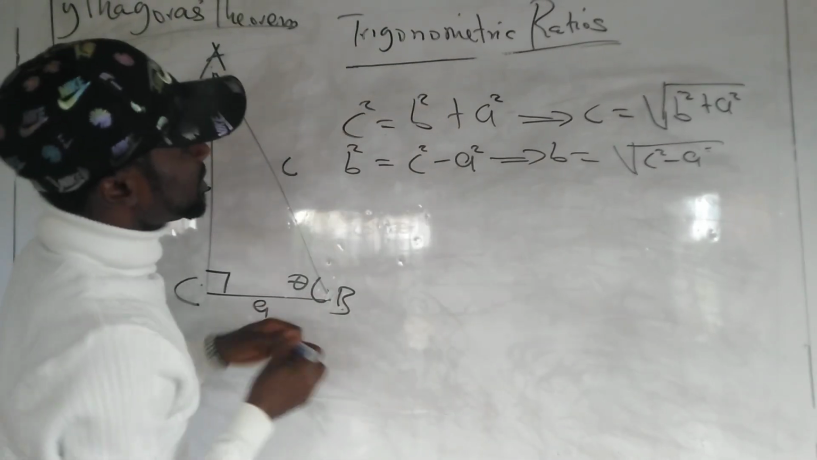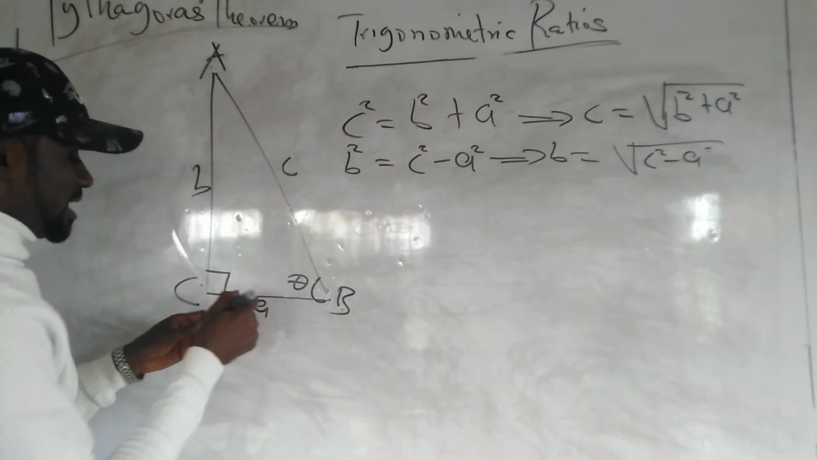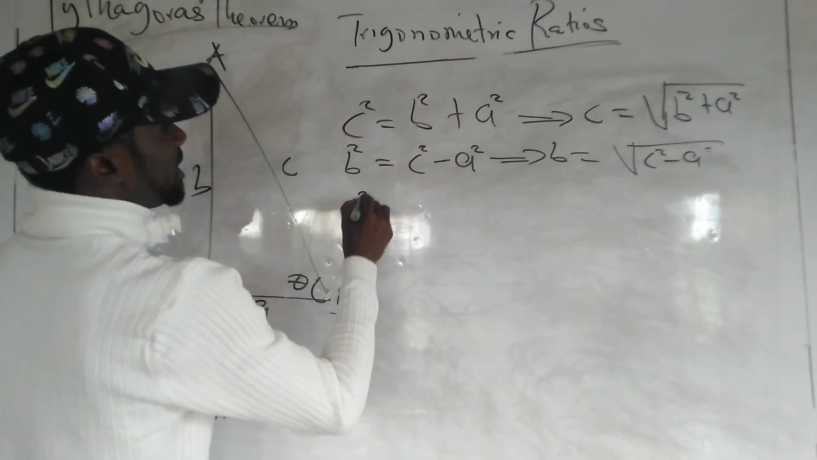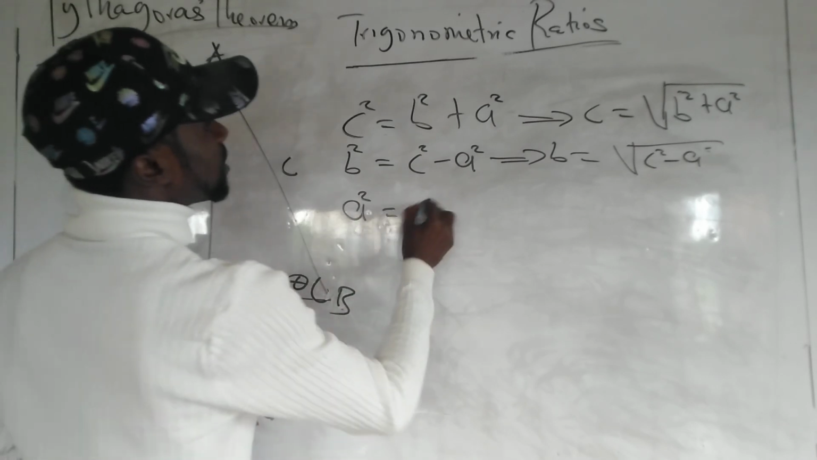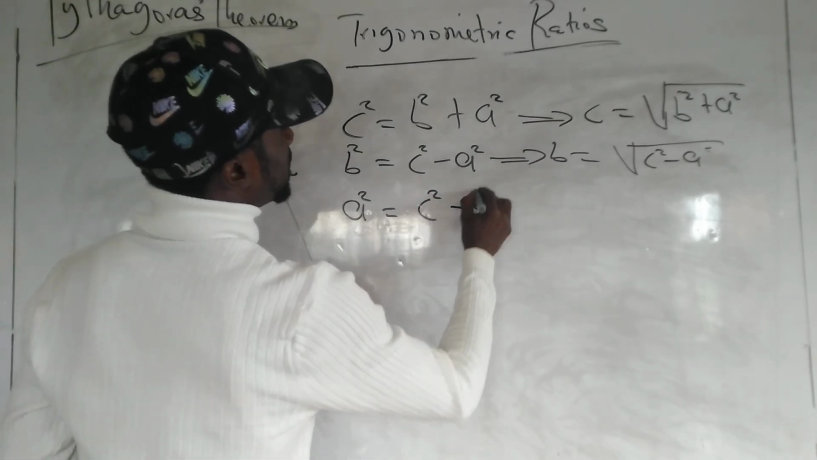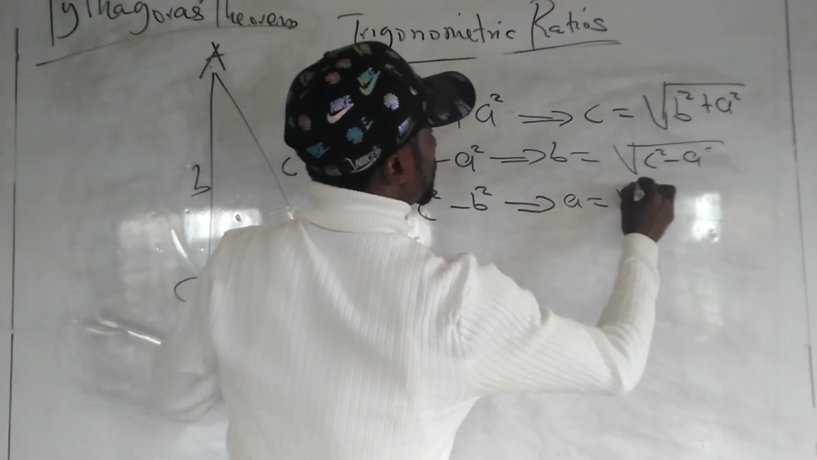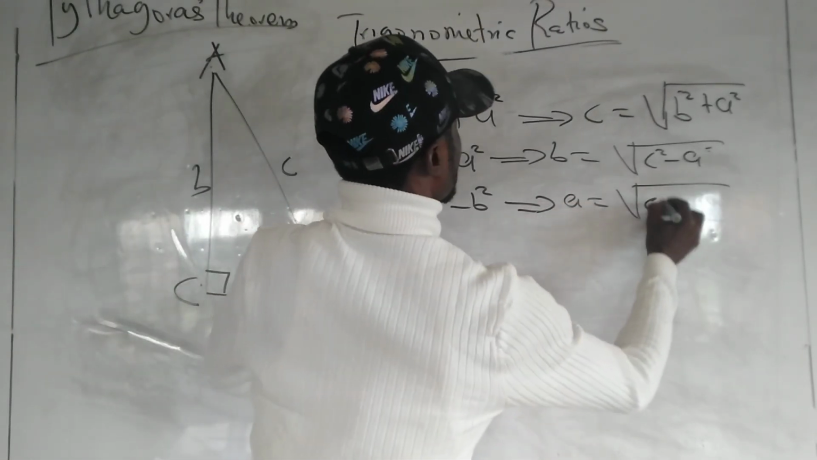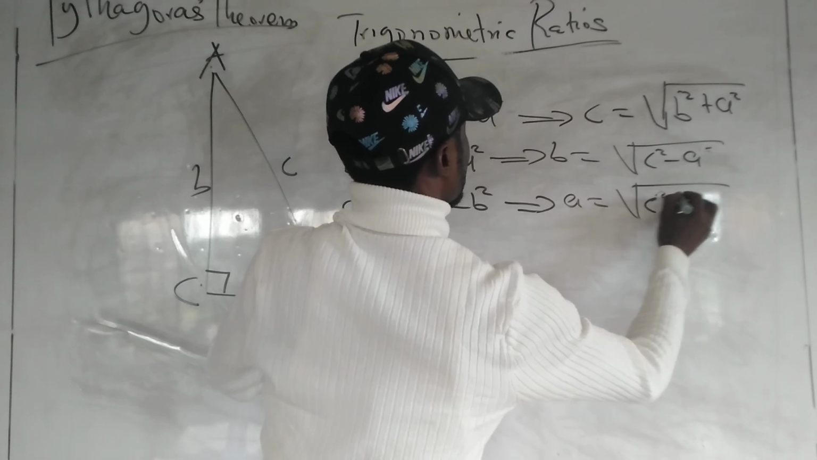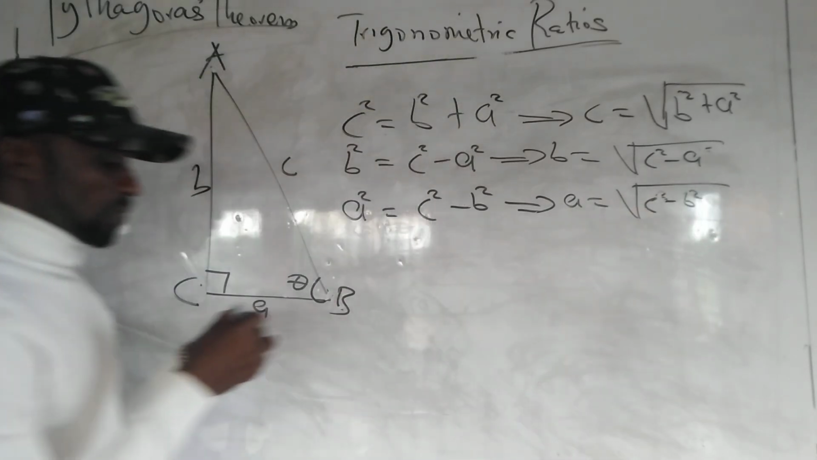What about a? If I'm to obtain side a, a squared will also be c squared minus b squared. Assuming I need a, my a will be equal to the square root of c squared minus b squared.